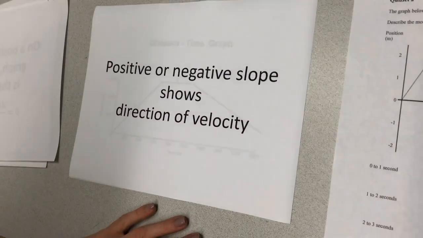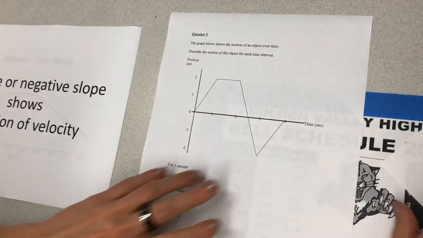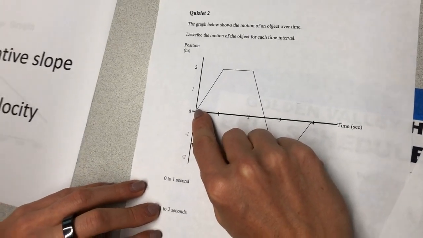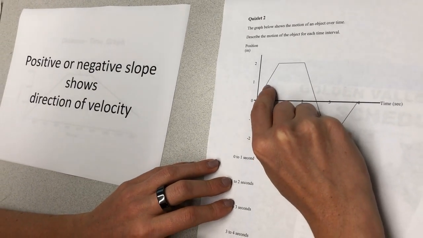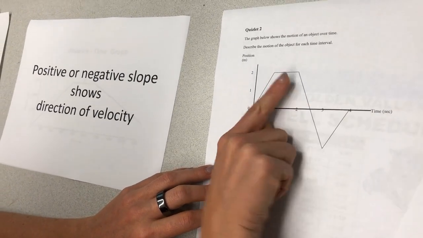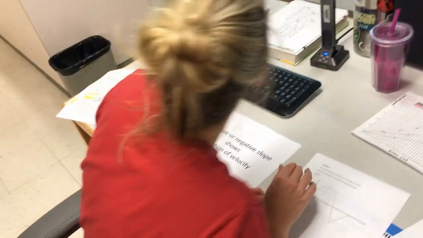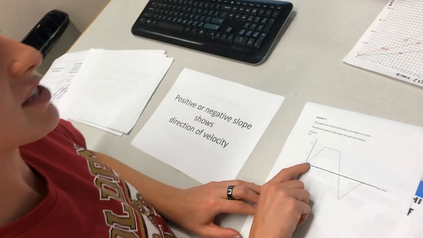Positive or negative slope shows the direction of the velocity. Which ones are positive? Which ones are negative? We're talking about the slope here. So if it's positive, it's going to be going up, right? No, it's going in the positive direction. If it's positive, it's going to be going in the positive direction.